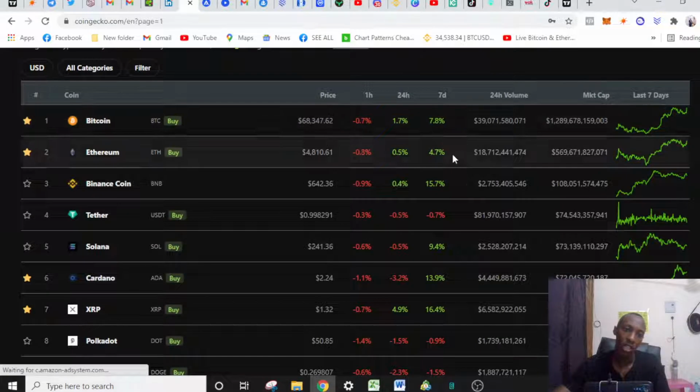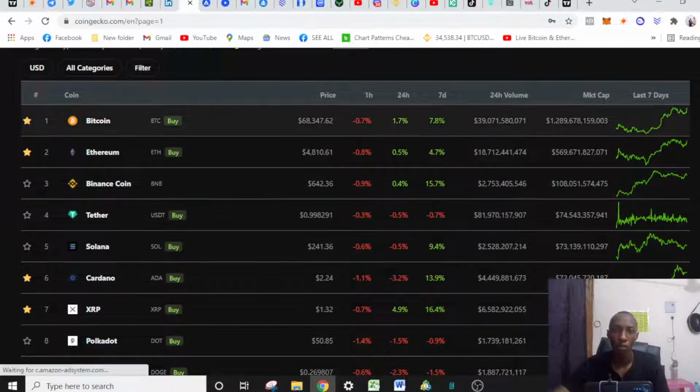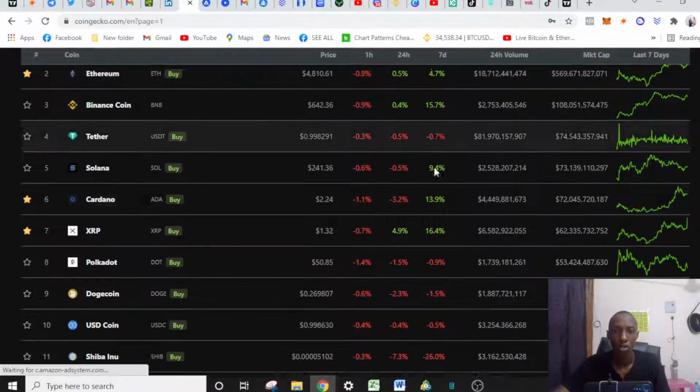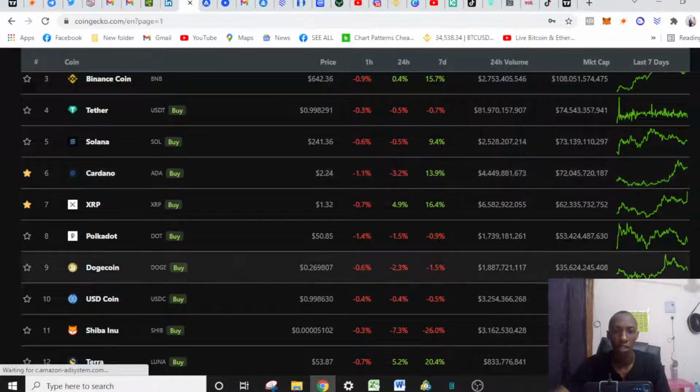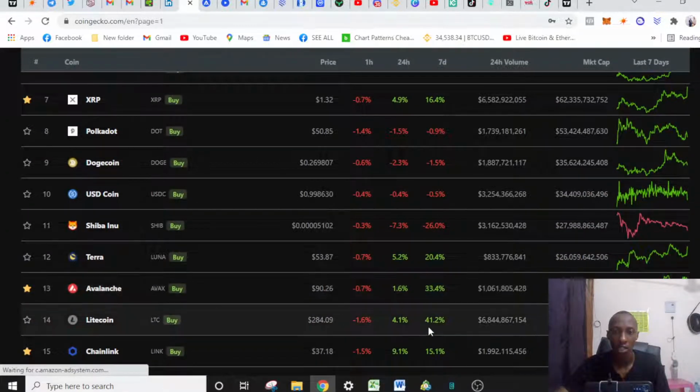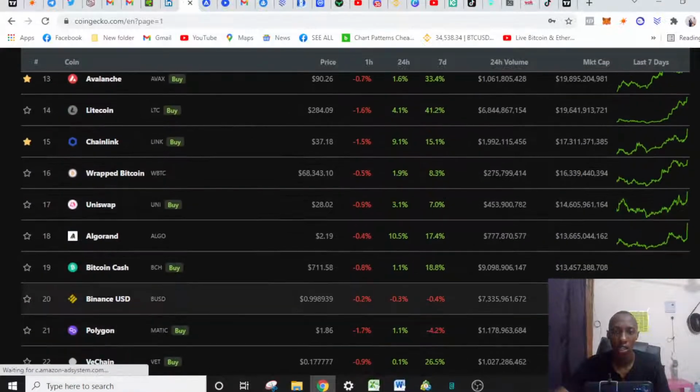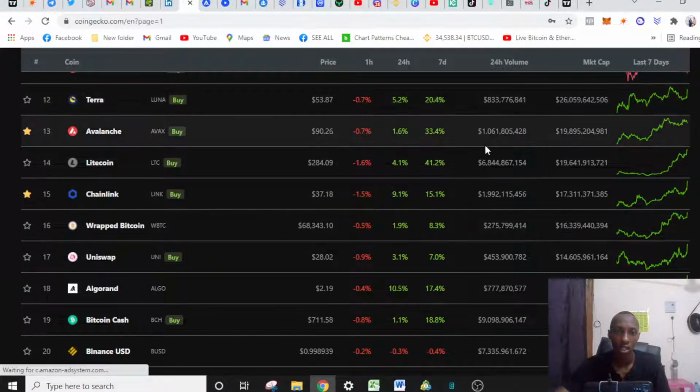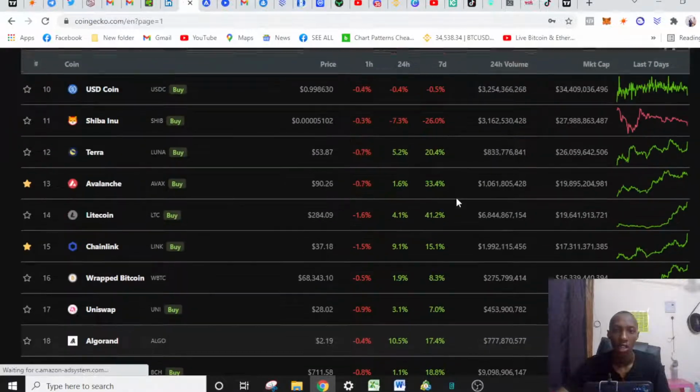Most of the coins that are top 10 will outperform when Bitcoin pumps, so you better be with them. You can see others are dumping hard, like Shiba Inu has dumped 26% in the past 1 week, Terra 20%, Avalanche 33, Litecoin 43, and you can see these coins right here are pumping. So that's how you check.